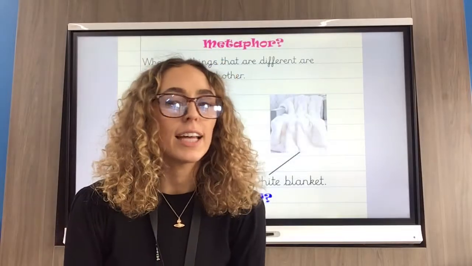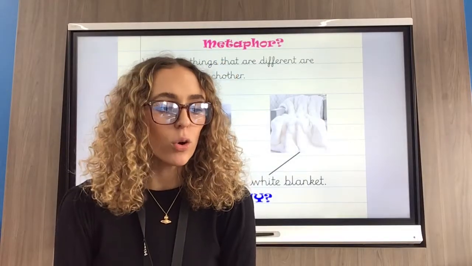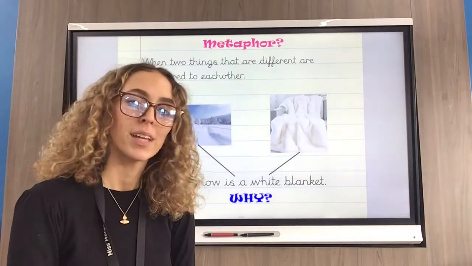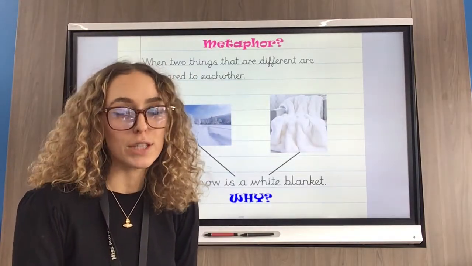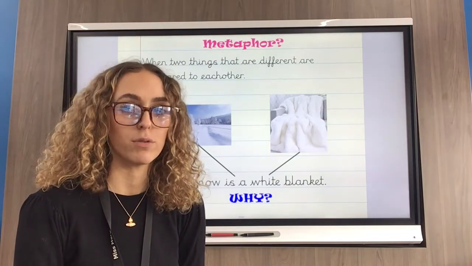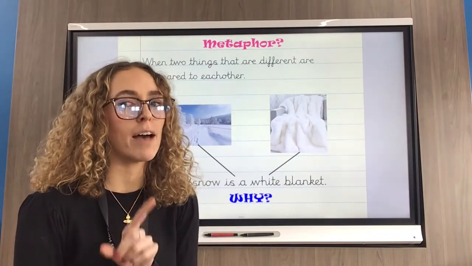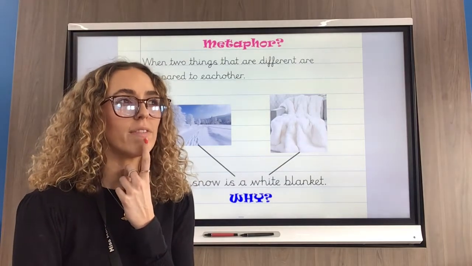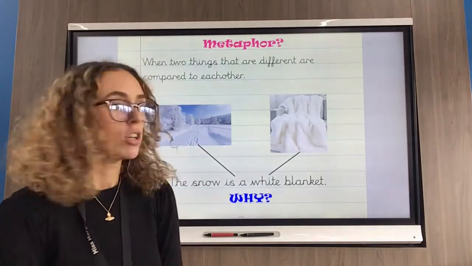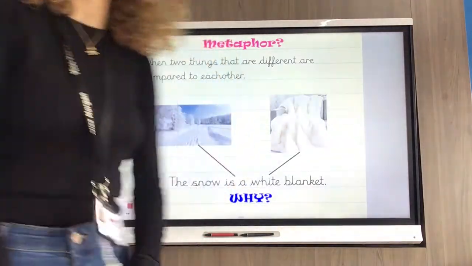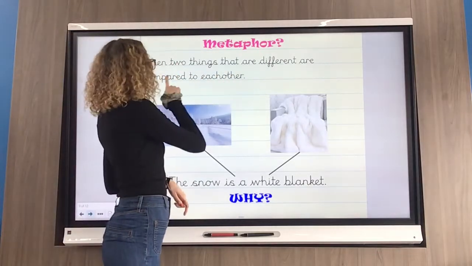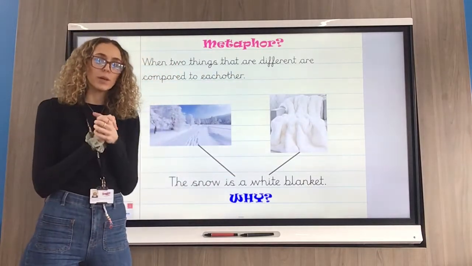Okay, Year 3, I'll let you into a little secret. Authors use something called a metaphor in their stories or their poems. Now, I'm not sure that I've taught you metaphors before, but I'm sure that you have learnt these before. So I wonder if anybody can remember what a metaphor is. Okay. So if not, I will tell you. A metaphor is when two things that are different are compared to each other.